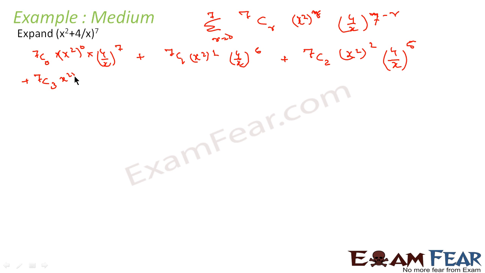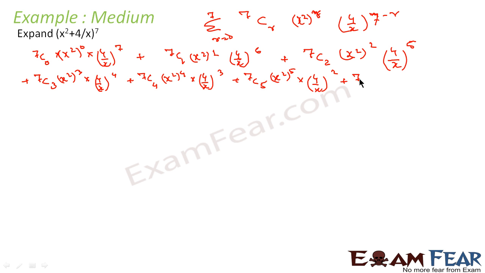Plus 7C3 (x²)^3 into (4/x)^4, because 7 minus 3 is equal to 4. Plus 7C4 (x²)^4 into (4/x)^3. Plus 7C5 (x²)^5 into (4/x)^2. Plus 7C6 (x²)^6 into (4/x)^1. Plus 7C7 (x²)^7. This is the total expansion of this.